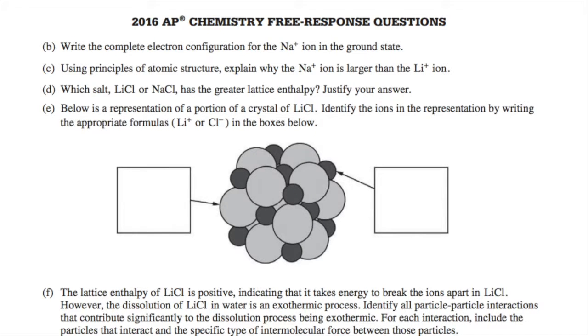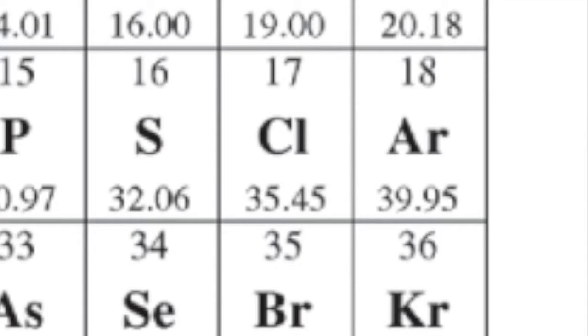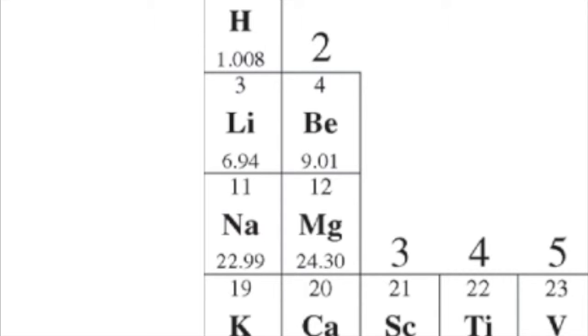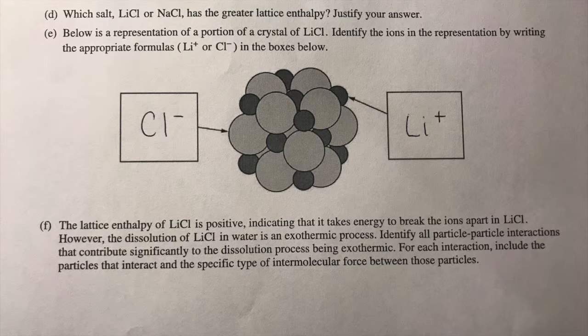It says, below is a representation of a portion of a crystal of lithium chloride. Identify the ions in the representation by writing the appropriate formulas, Li plus or Cl minus, in the boxes below. So you just check the periodic table, and the molar mass of chlorine is greater than the molar mass of lithium, which means that the smaller particles will be Li plus and the larger particles will be Cl minus. Pretty straightforward.